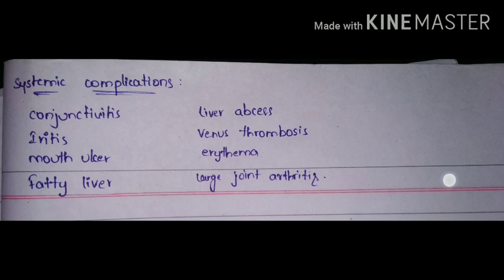In both ulcerative colitis and Crohn's disease, we can see conjunctivitis, iritis, mouth ulcers, fatty liver, liver abscess, venous thrombosis, erythema and joint arthritis, etc. These are the systemic complications involved in this disease.